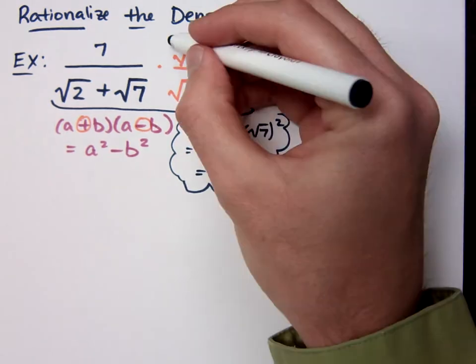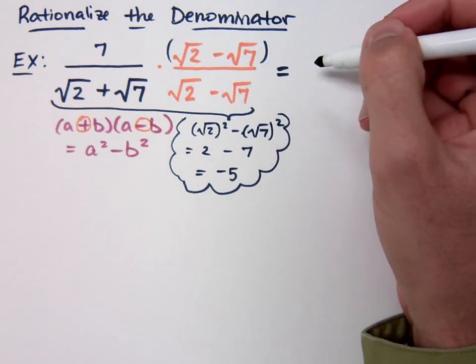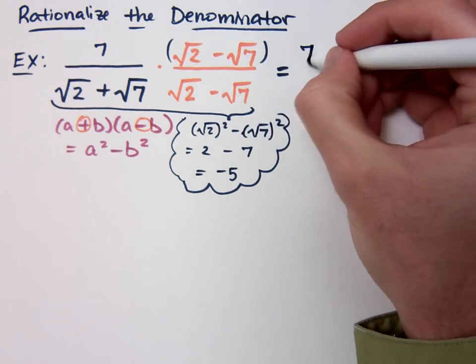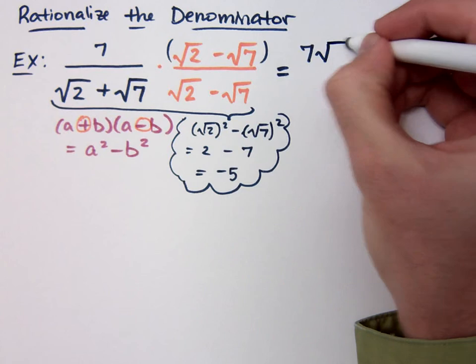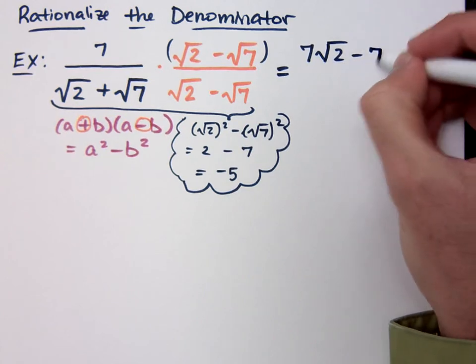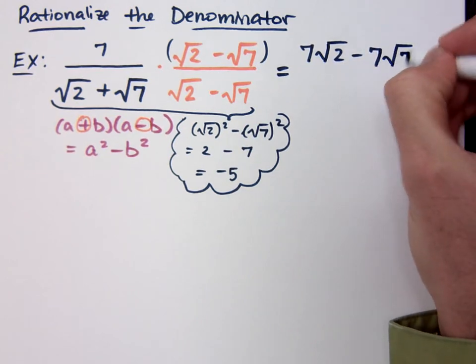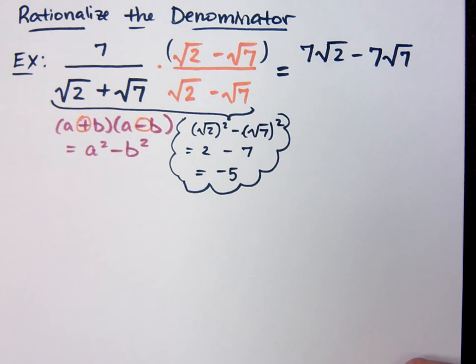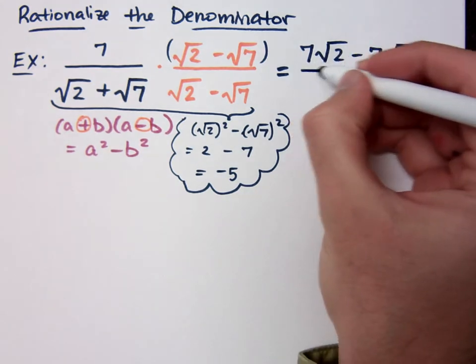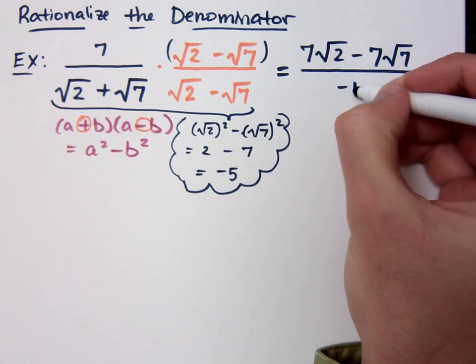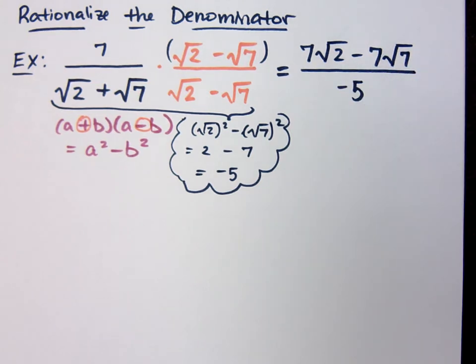Now in the numerator, you see that I'm going to be multiplying here, so that's going to give me 7 square roots of 2, minus, excuse me, minus. Did I say times? Oh, must be having one of those days again. Minus 7 square roots of 7 all over -5.